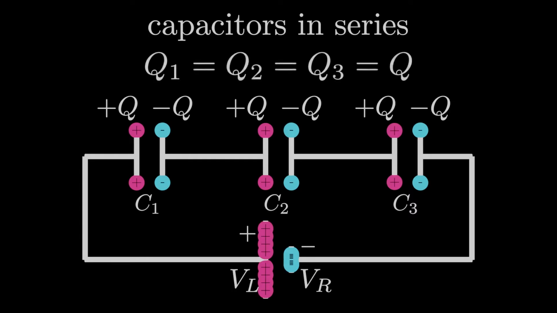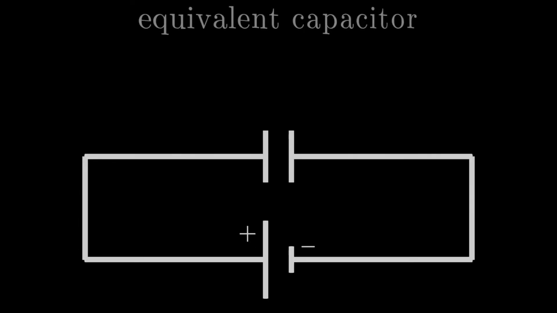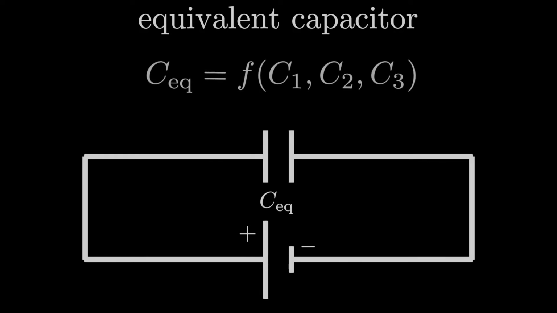Now let's jump to the equivalent capacitor for the same situation. Just a single capacitor connected between the battery's terminals. Remember, we call this C sub EQ for equivalent, and we hope we can find an expression for it in terms of only the initial capacitances we had in series.